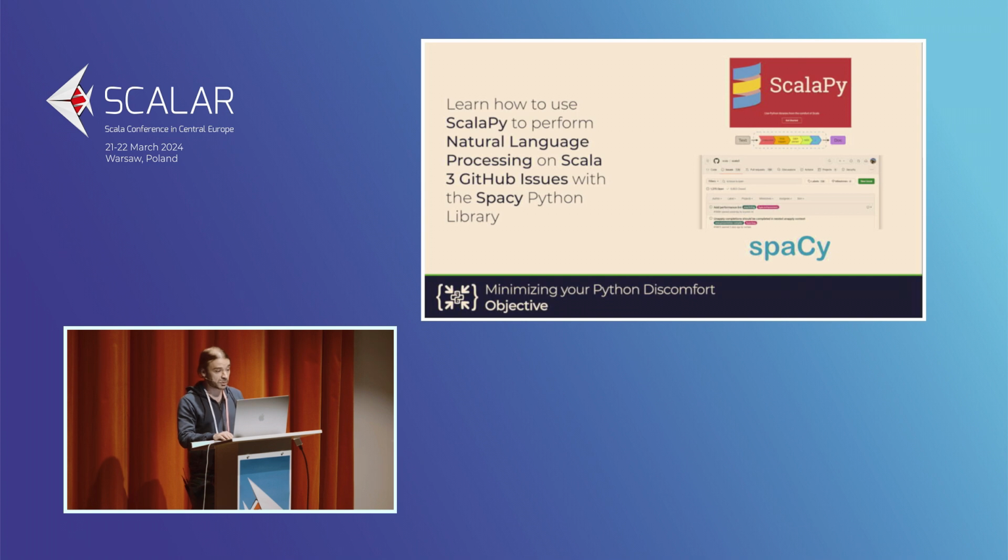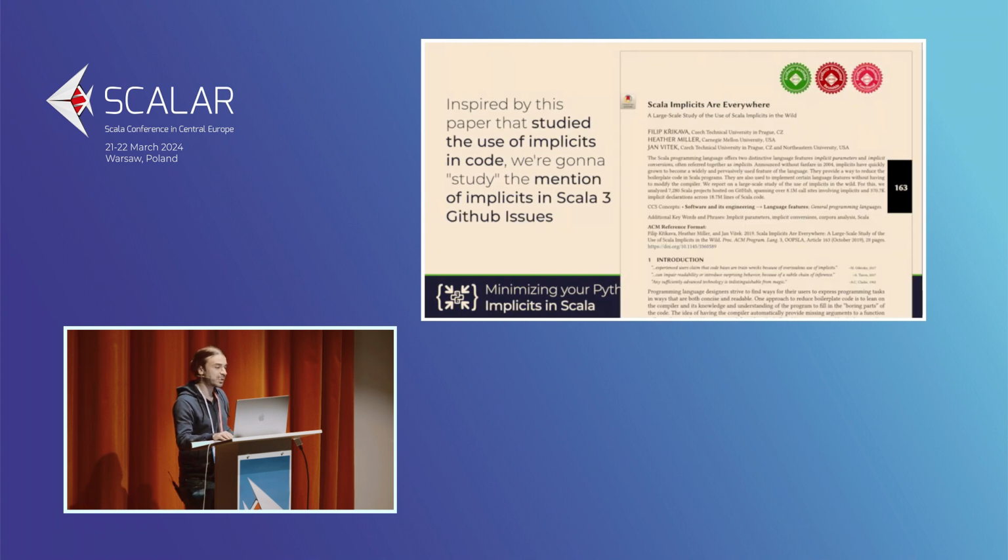what I want to do is something inspired by this paper that studied the use of implicit in code. This is an amazing paper of empirical programming language research by Heather Miller, Jan Vitek, and Philipp Krikava, first author. So they studied the use of implicit in code. We want to do something similar, the use of implicits, but in the description of Scala 3 GitHub issues, from the beginning of Dotty to the evolution in the last days.